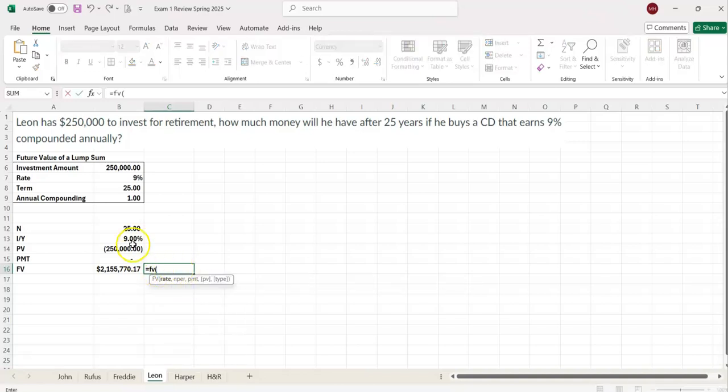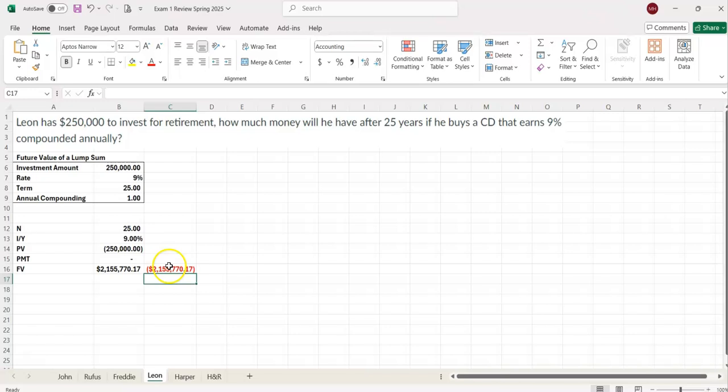We can also do it like this. Just literally type the information into the formula. So equals FV, then 0.09, comma, 25, comma, and then 0 for payment. And then I'm going to enter the $250,000 as a positive, and then it'll be the same number, but we'll get a negative. So that is future value of a lump sum with annual compounding.